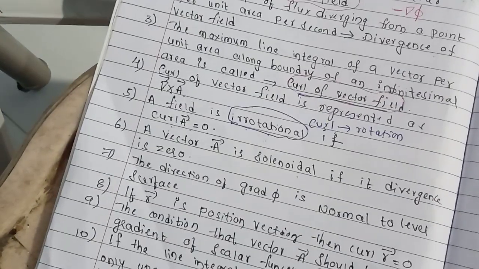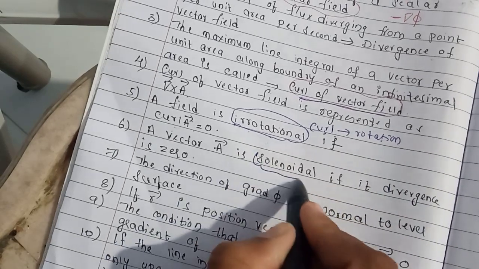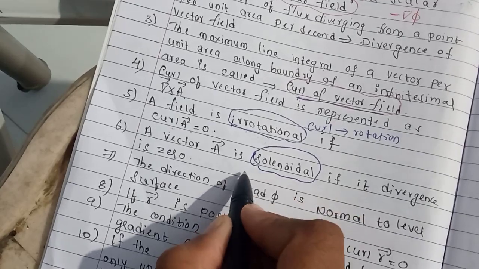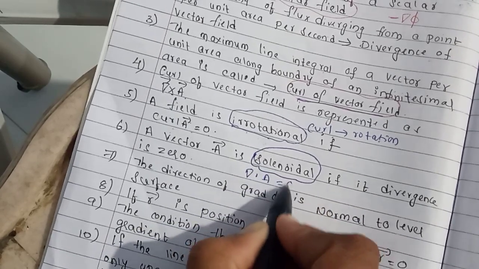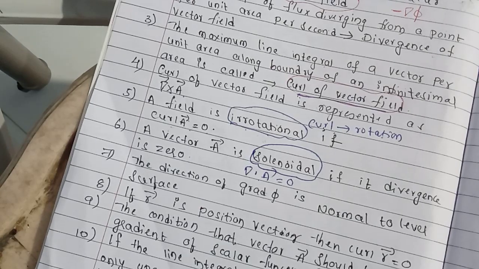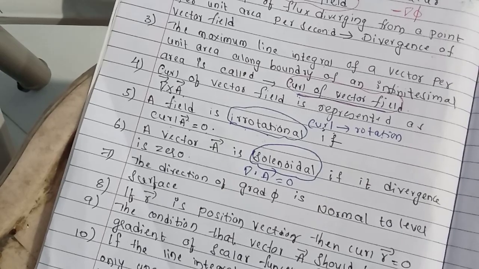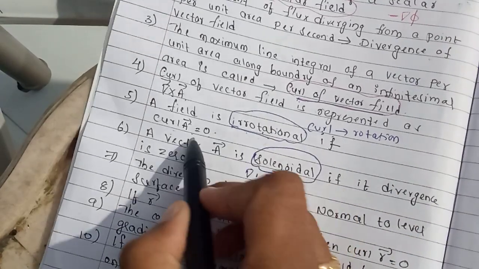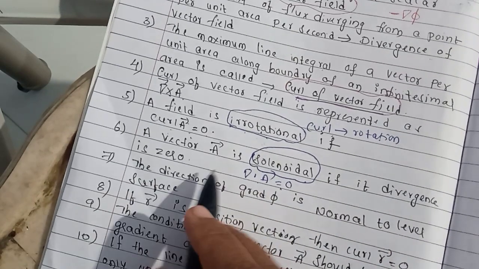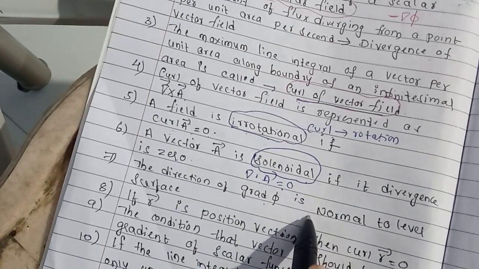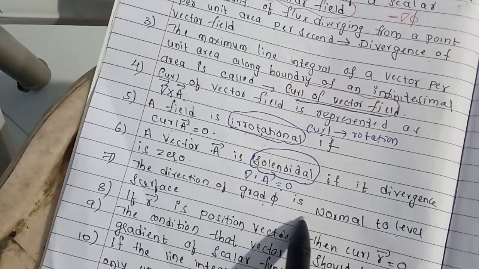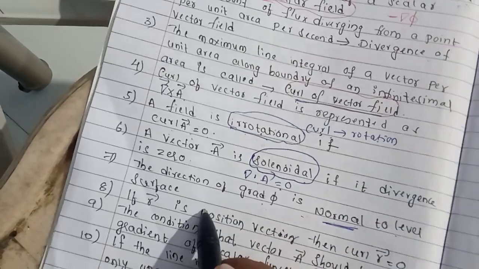Now next, solenoid. When we say a vector field is solenoidal, the divergence is equal to 0, that is del dot A equal to 0. You have to remember this. It will be very useful for doing your mathematical parts. So irrotational means curl A equal to 0. Solenoidal means del dot A equal to 0. Now the direction of grad phi is normal to the level surface.